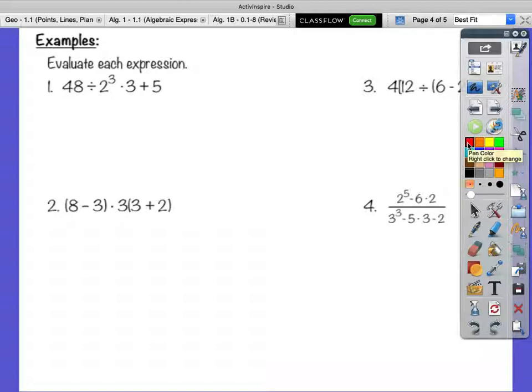More examples. Woo! Okay? That's what we like to see. There's nothing we like more than doing some examples together. Am I right or am I right? Woo! Okay?